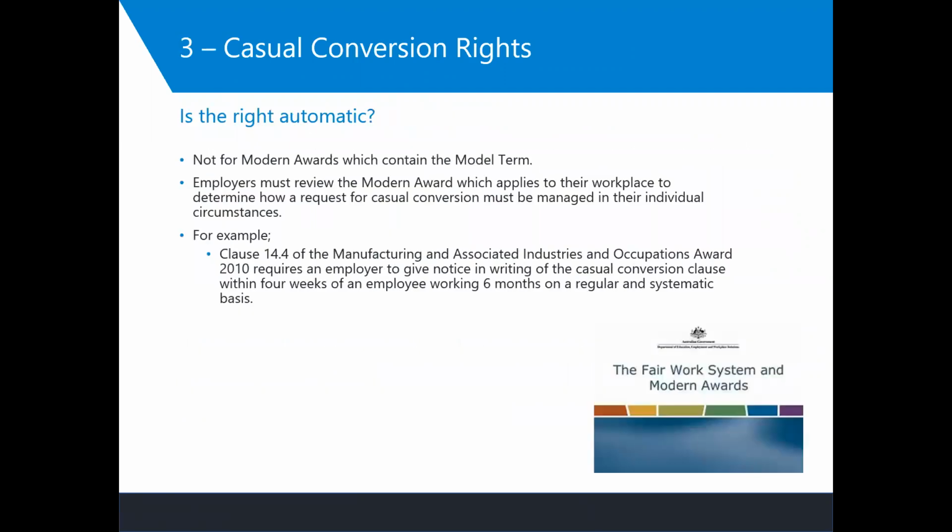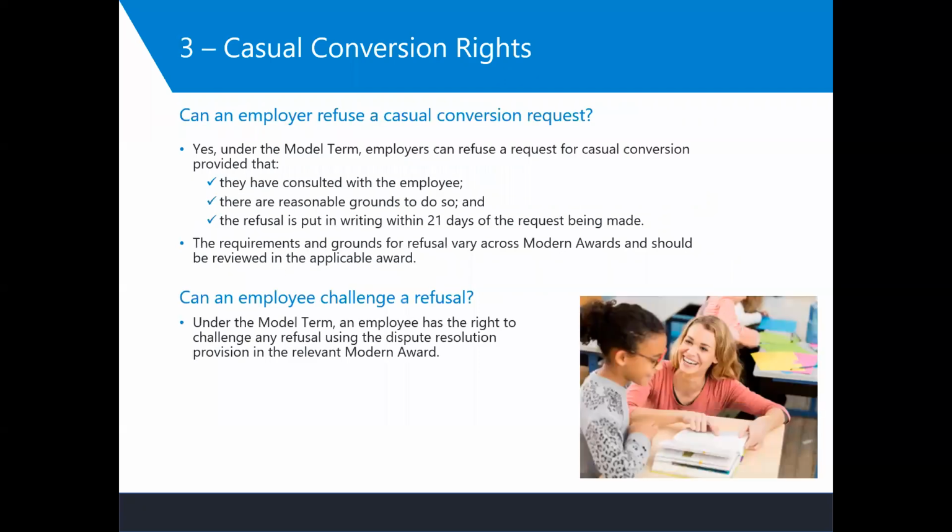Is it automatic? No, not in the model term in the modern awards. You have a look at your awards. As I said, the manufacturing and associated industries award requires the employer to give the employee notice within 4 weeks of them having worked 6 months to then have that right. So you just need to look at each and every award as is applicable to you.